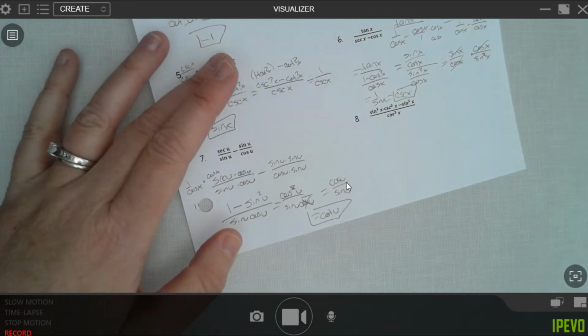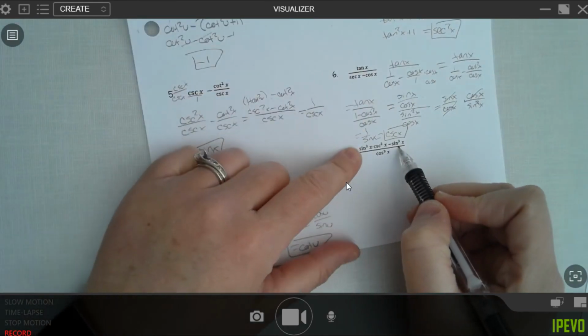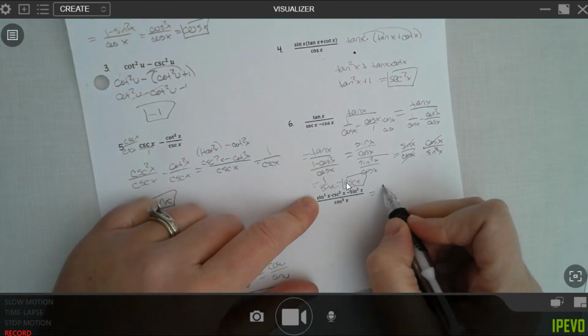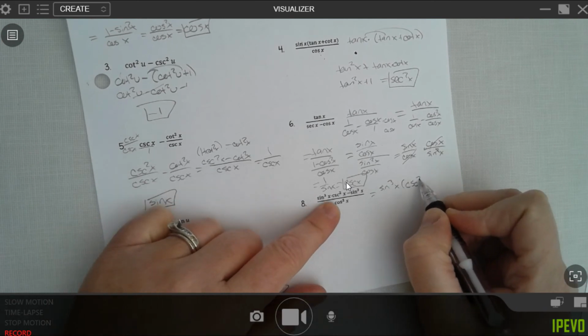All right, on this one right here, I have a sine cubed in both terms. I'm just going to go ahead and factor that out, so that will make life a lot easier. If I pull sine cubed out, I'm left with cosine squared of x minus 1.